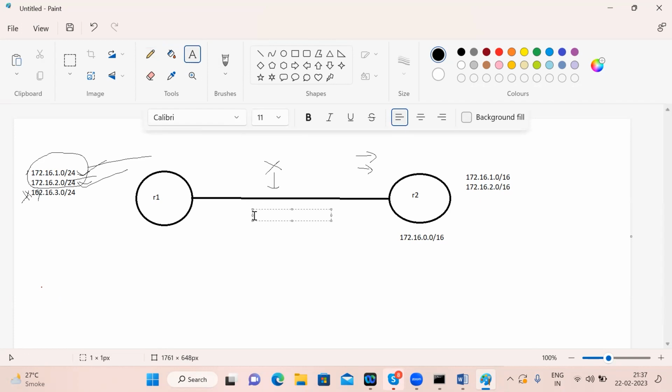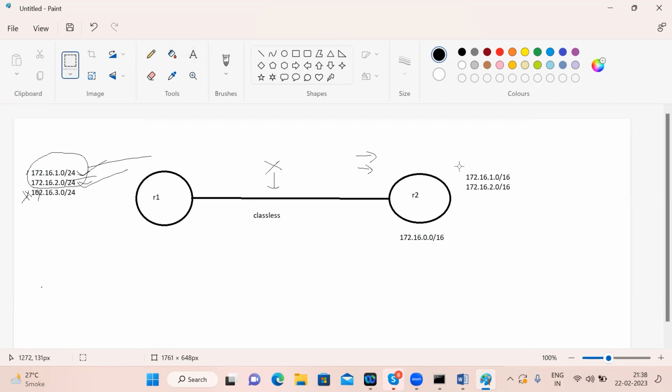All of you understand about the classful? Now, what exactly is the classless behavior? Classless routing protocol says we will always carry the actual subnet mask along with the network ID.